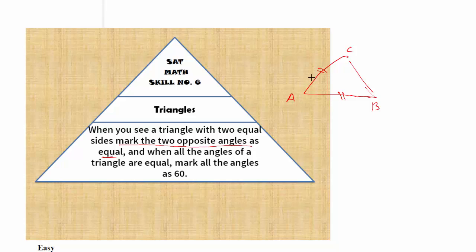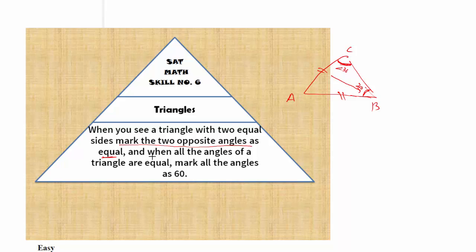That means the angle opposite to AC will be angle B, and the angle opposite to AB will be angle C. So they will also be equal. If this is 30 degrees, then this also has to be 30. If this is 45, then this also has to be 45. So if you have two sides equal in a triangle, then the angles opposite to them will also be equal. So this is one point.